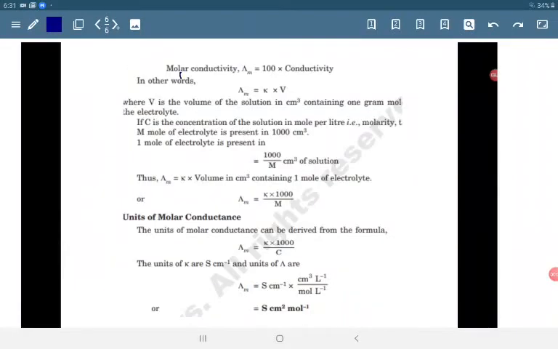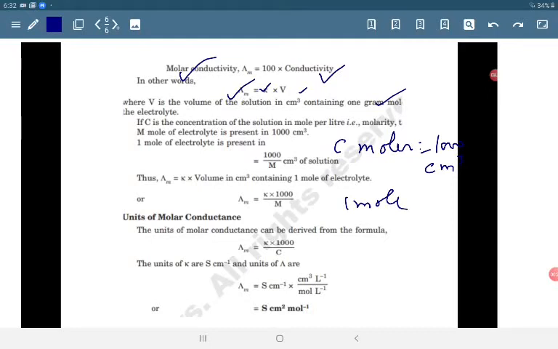Now molar conductivity will be equal to 100 into conductivity, or in general we can write down molar conductivity is equal to conductivity into V, where V is the volume of solution in centimeter cube containing 1 mole of the electrolyte. If C is the concentration of solution in moles per liter, that means C moles are present in 1 liter. 1 liter means 1000 centimeter cube. So 1 mole will be present in 1000 by C centimeter cube.